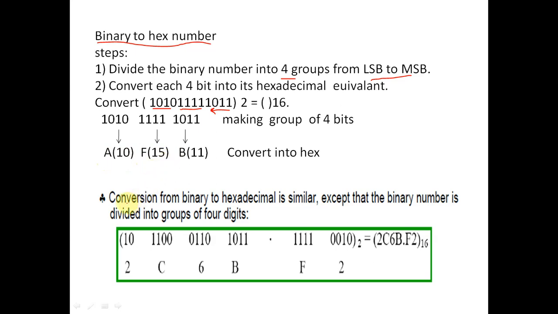Now again, the second example. The conversion from binary to hexadecimal is similar, except that the binary number is divided into groups of 4 bits. The first group is 1011, which is nothing but B. 0110 is nothing but 6. 1100 is C. And 0011 is nothing but 2. And this is F, and this one is 2. So the final answer is 2C6B.F2. This is the final answer.